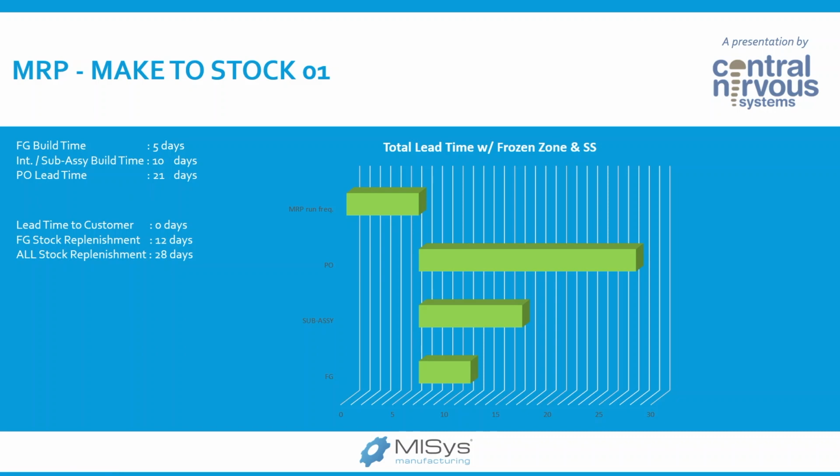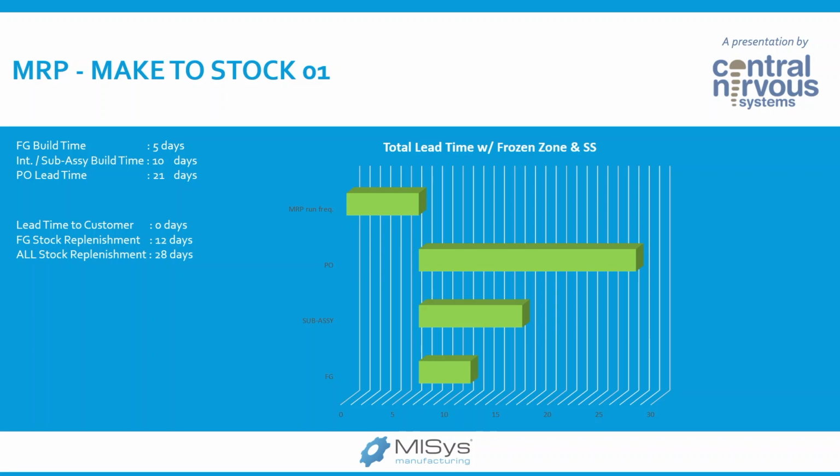So in the first one, when we are doing make to stock, we can actually embed a MRP run frequency of 7 days. That's a weekly MRP run. That would allow us to have what we would call a frozen zone. That is our production schedule being set in place and not being touched for 1 week, 2 weeks, whatever the length of the frozen zone is for that time period. If we're running MRP on a weekly basis, that automatically will translate into a frozen zone of 1 week if we don't make any changes to that.